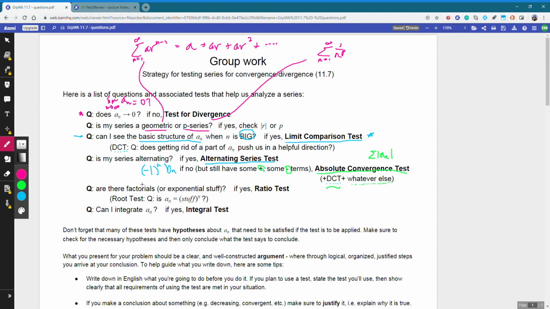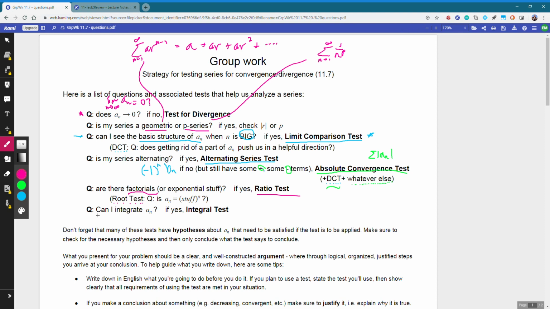Afterwards, some other questions. Are there any factorials or some exponential stuff? If so, the ratio test is probably going to be helpful, right? And we do also have the root test. It doesn't show up as much, but that's useful if our terms are just essentially something to the nth power. If they are, then our root test will allow us to kind of cancel off that nth power, and taking the limit will allow us to hopefully make a conclusion.